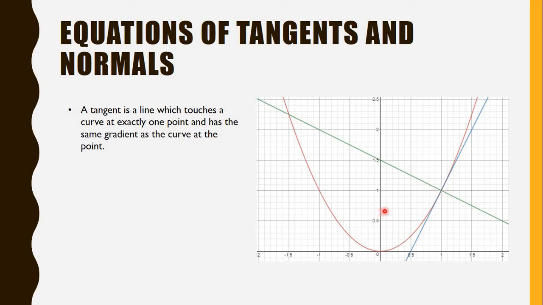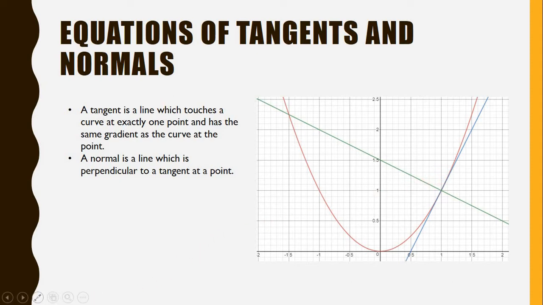The green line we can see is the normal, and a normal is a line which is perpendicular to a tangent at a point. So here's our normal line coming down here, and we can see it's making a right angle, 90 degrees there, with the tangent line.